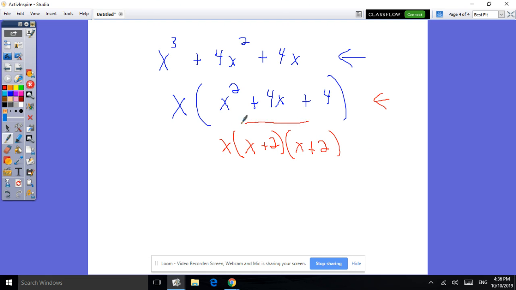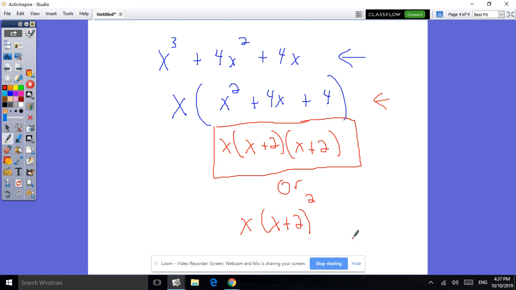You could leave it here as far as your factors, or since you got X plus 2 squared, you can also write it like this, X plus 2 squared times X. Done. And I think that's enough.